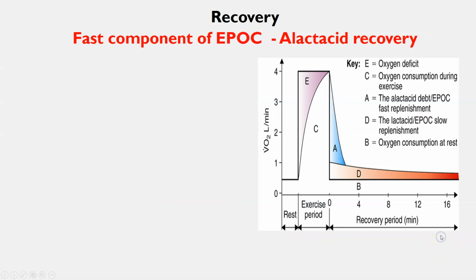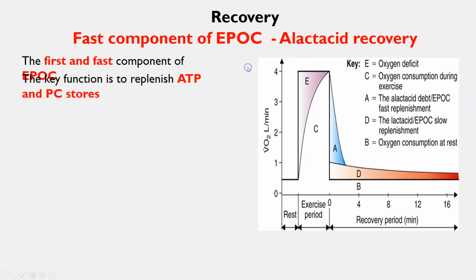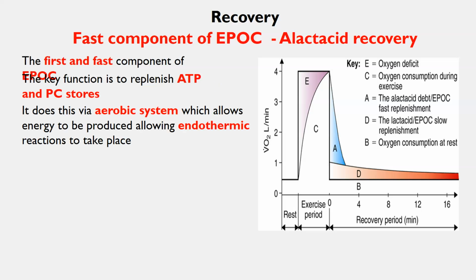So if we're talking about the first and fast component of EPOC, first of all, we're going to be going on about the key function of it, which is to replenish our ATP and our PC stores. If you think about it, ATP lasts for about 3 seconds, PC stores last for about 10 seconds. They're the first energy system that we use up, that we run out of. Therefore, in the first and fast component of EPOC, these are the first things that get replenished. So, it does this via the aerobic system, okay?